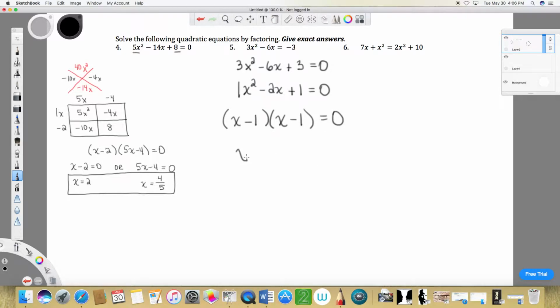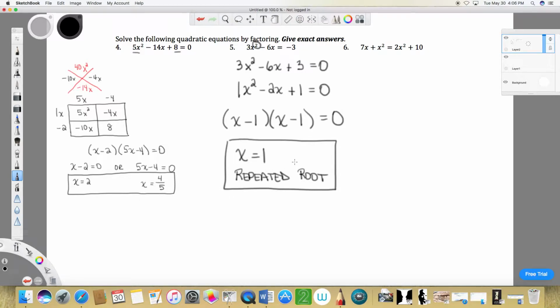So here you can see that we get a single solution. Even though the exponent was 2 and we were expecting 2 solutions, this solution is referred to as a repeated solution. Repeated root is what it's more often called.